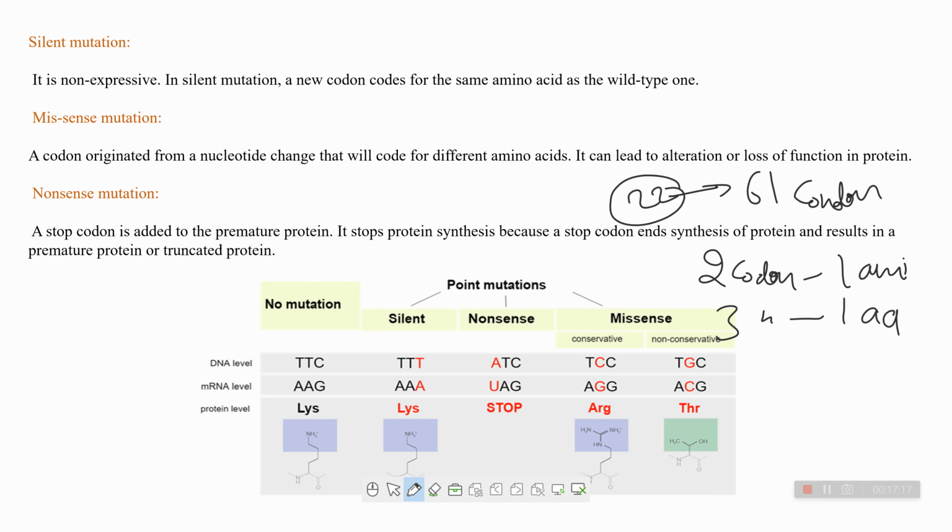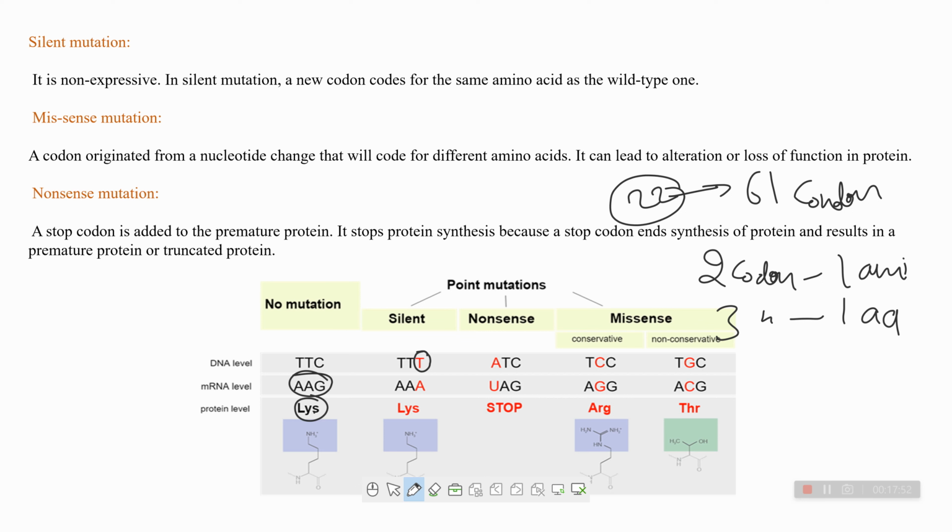Then that type of mutation is known as silent mutation. See here, this is a DNA, right? This is the DNA sequence. Here what happened? There is a change in the amino acid. This is the TTC. This TTC, after transcription, codes for AAG, and this AAG codes for the amino acid lysine, right?